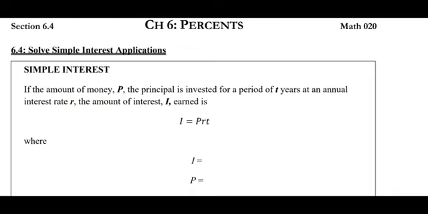We're going to start with a formal definition of simple interest. For this lesson, we are going to be working with the simple interest formula. So the first thing that we're going to do is define it. If the amount of money, P, the principal, is invested for a period of T years at an annual interest rate R, the amount of interest, I, earned is, and here's the formula, I equals P times R times T. So that is our main formula that we will be working with.